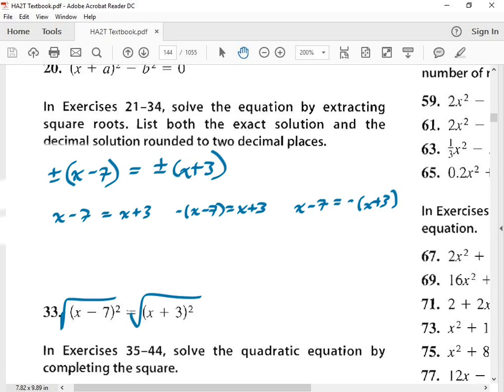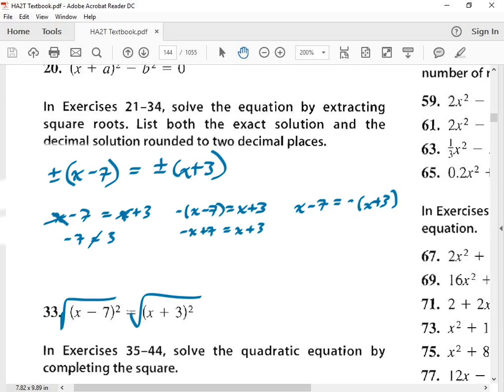This first one, if I subtract x from both sides, we have no more x's, and we have -7 equals 3, which is a contradiction. We can't have that. So there's no solution for that one. Let's look at this one over here. We have -x plus 7 equals x plus 3.